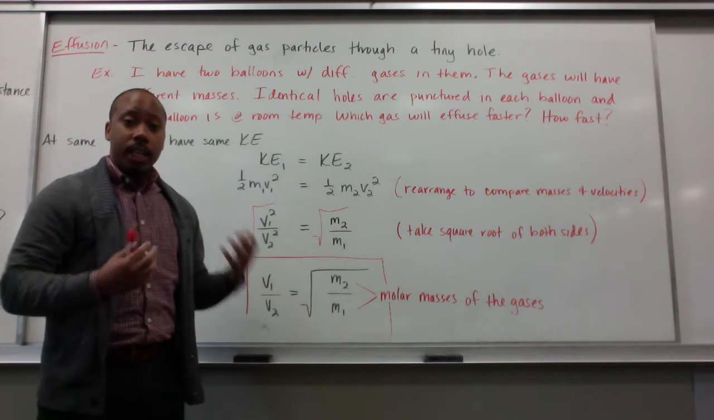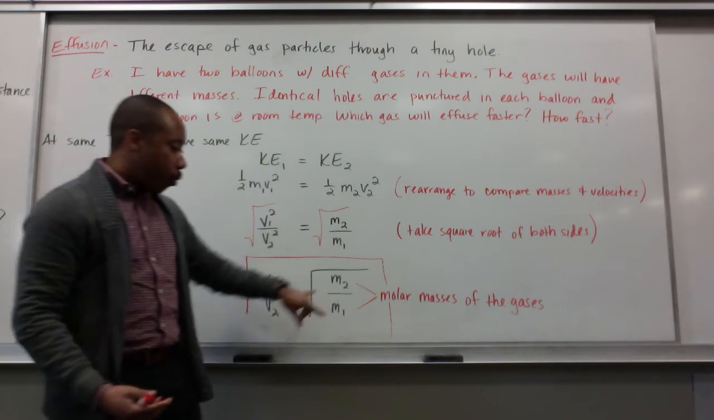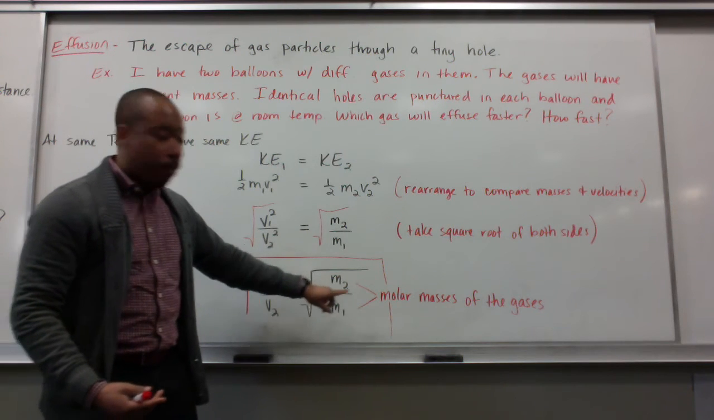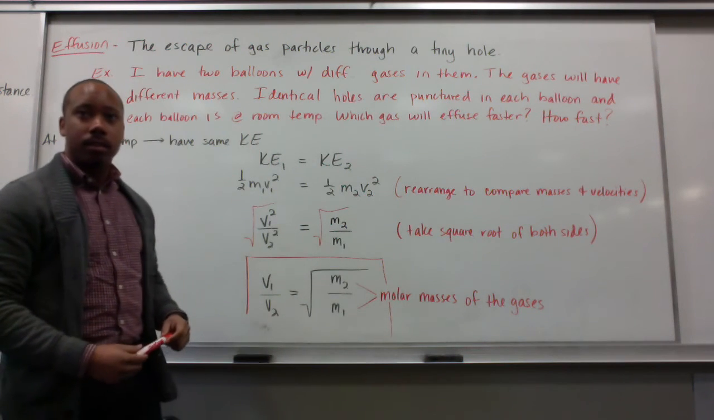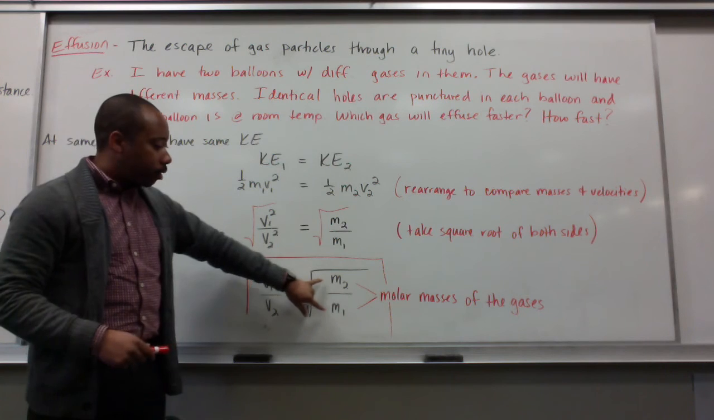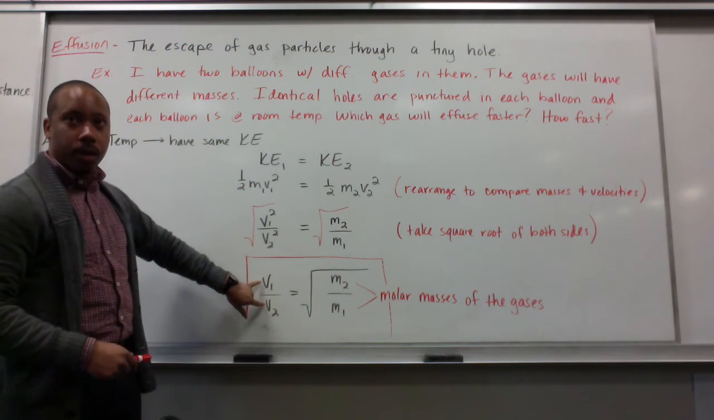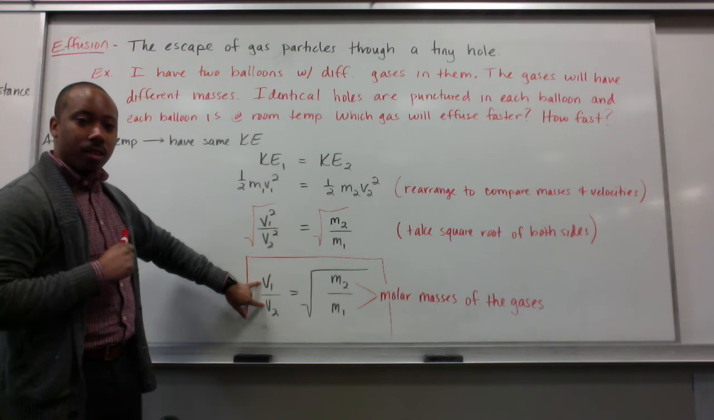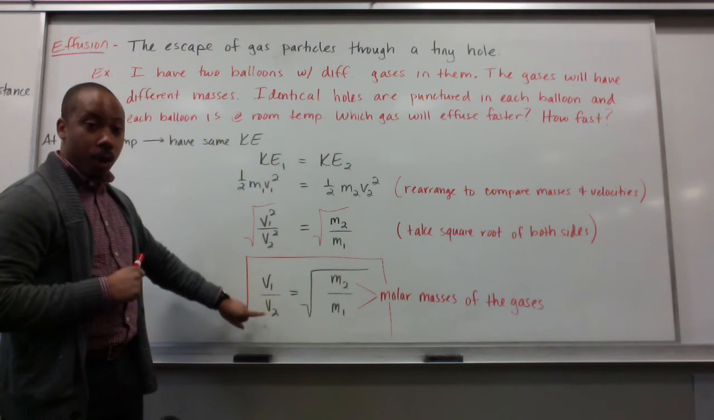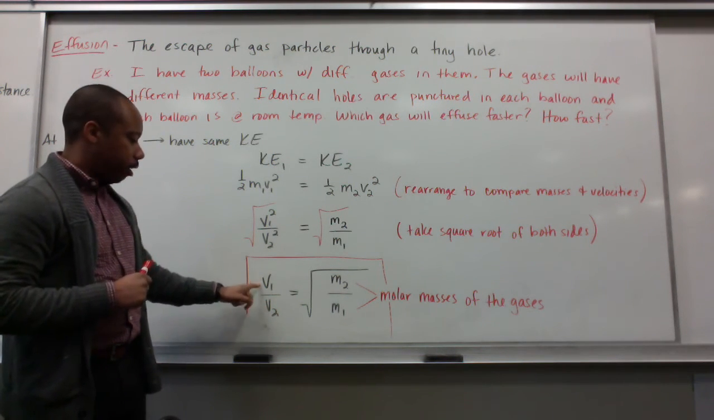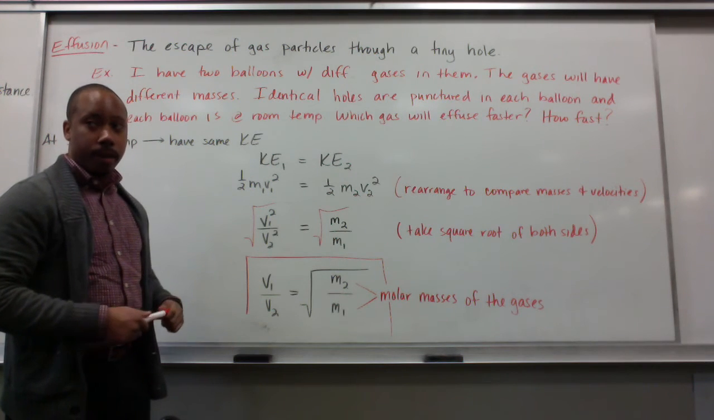So if I know the identity of those gases, then I know the masses, because when I say mass here, I'm referring to molar mass. Since I know the molar mass of these gases, then I can determine the ratio of their velocities, and if I know one velocity, I can determine how fast a single gas is going.